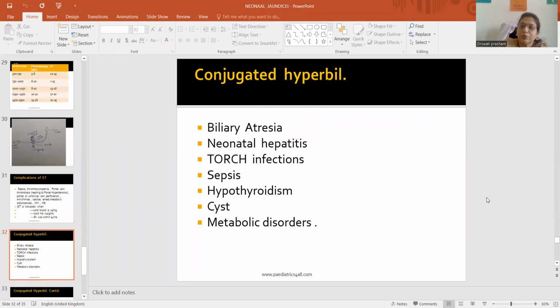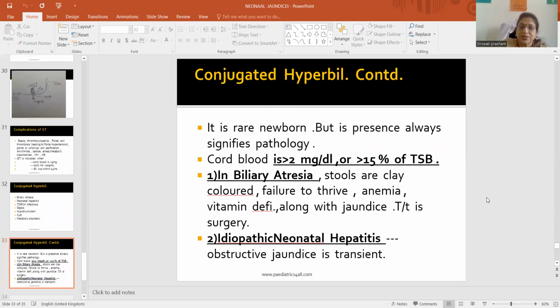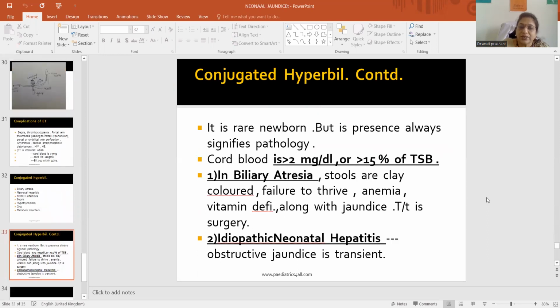Conjugated hyperbilirubinemia, these are the common causes: biliary atresia, neonatal hepatitis, TORCH infections, sepsis, hypothyroidism, choledochal cyst, and metabolic disorders. These are the common causes of high conjugated hyperbilirubinemia. But at present, we'll be dealing with indirect hyperbilirubinemia, which I've already told you.